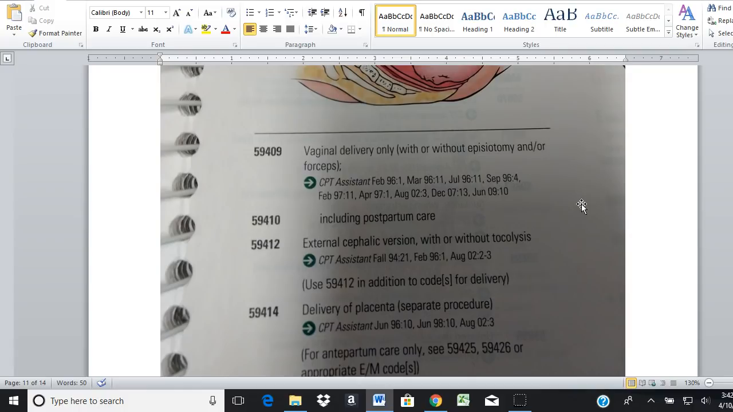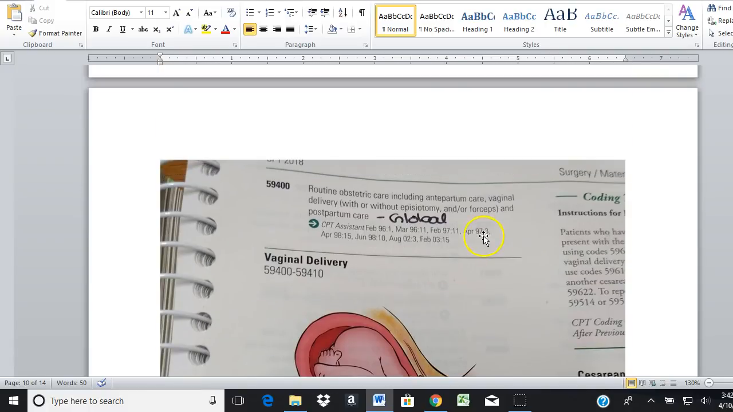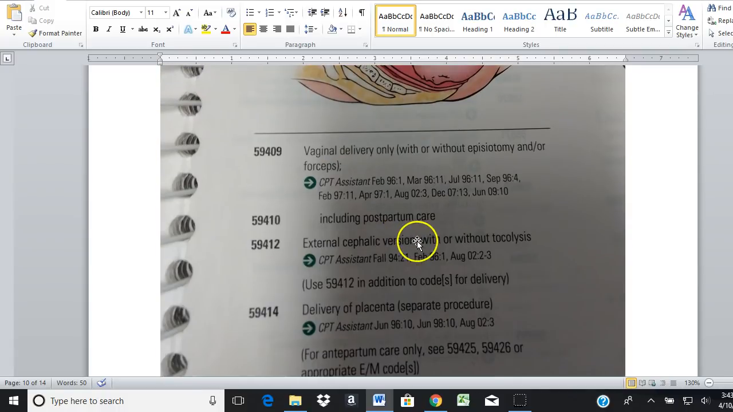So what we would do is, if mom is using the same OBGYN or the same practice, for baby 1, 59400. For baby 2, 59409. Why? Because again, they're birthing a second baby, but they're not doing all of the care separately. So it's just the delivery that's separate. But we also can include postpartum care as well.